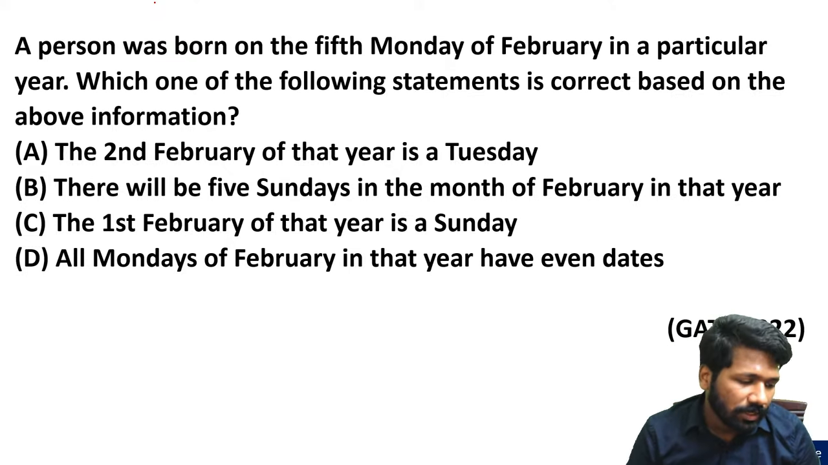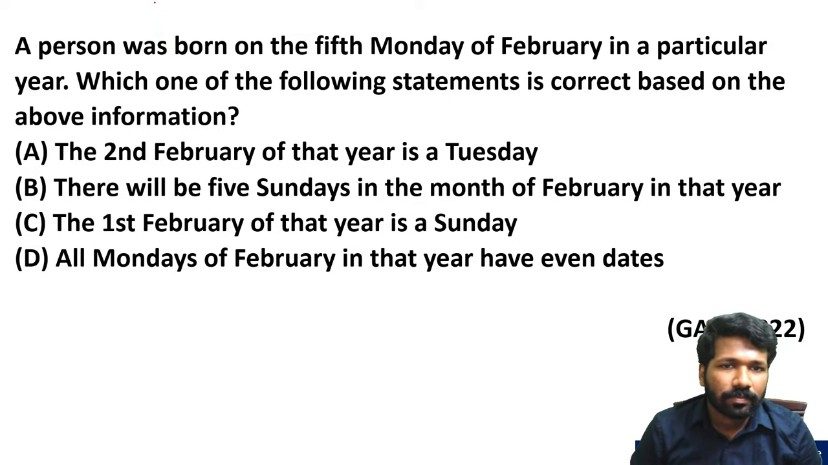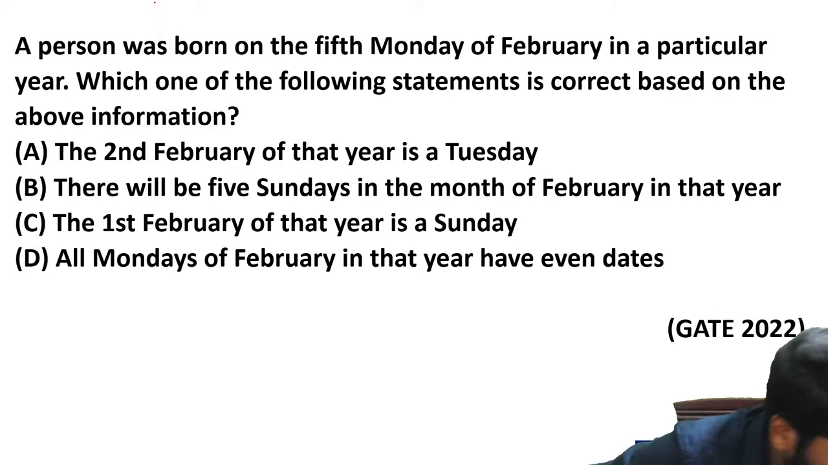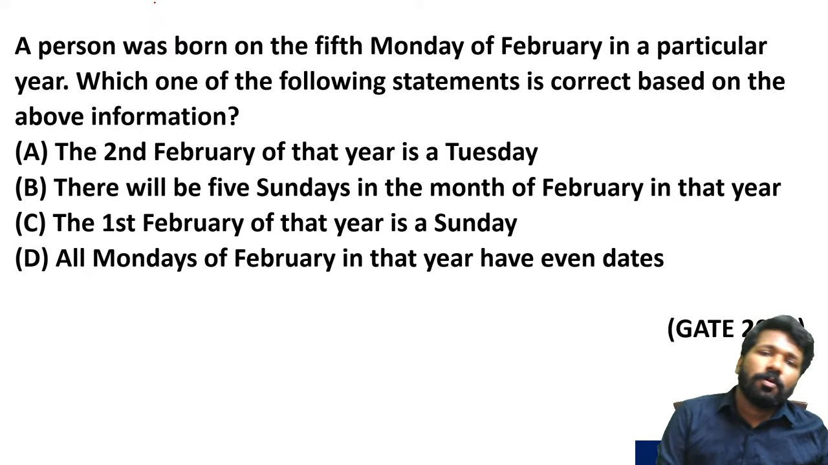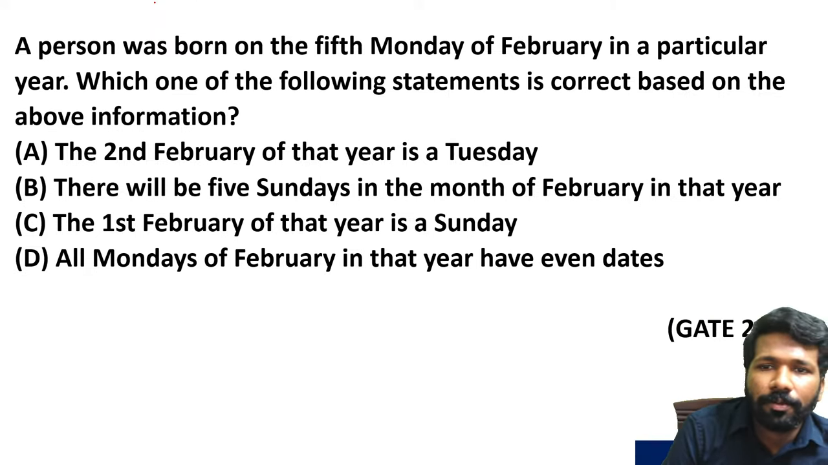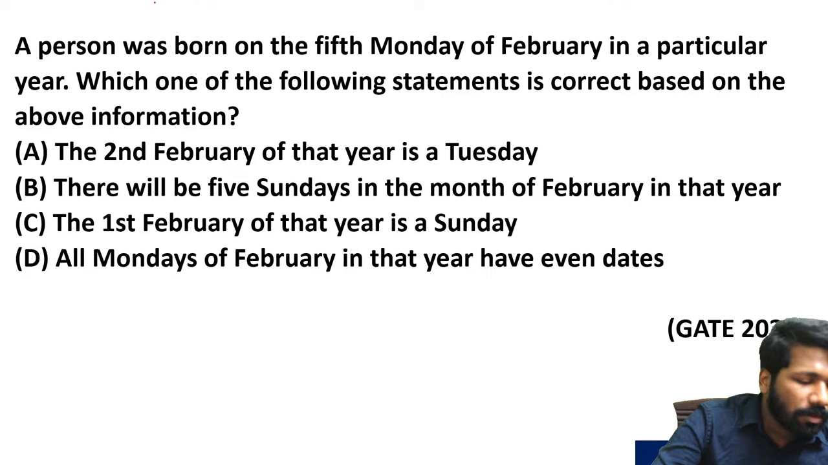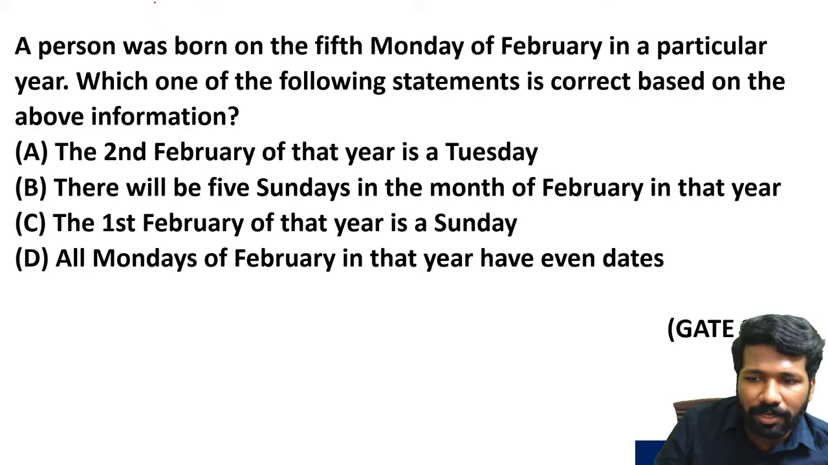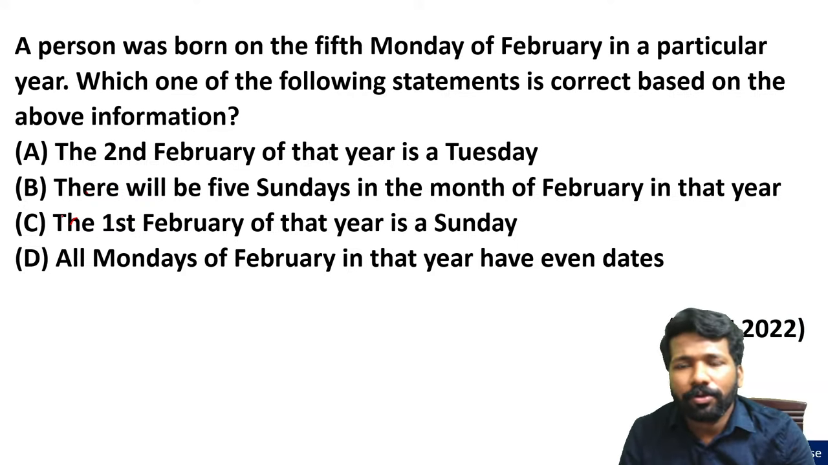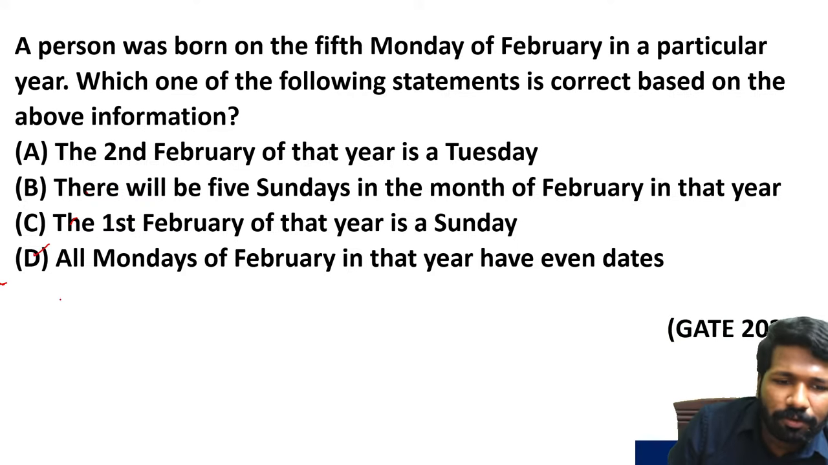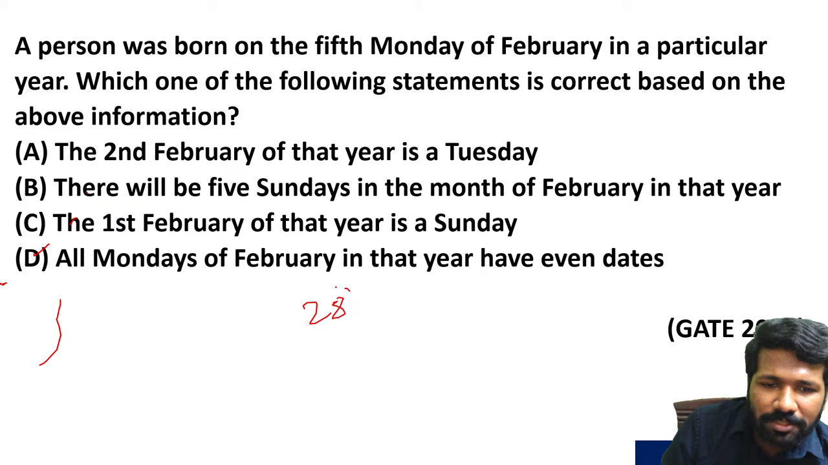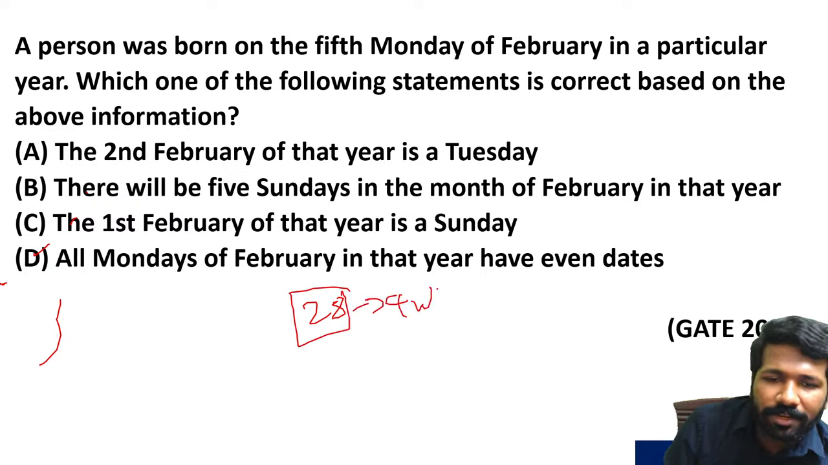This was a question. Make a try. Or we will try it together due to lack of time. A person was born on the 5th Monday of a February in a particular year. 5th Monday, that is a very important information. Little tricky question. But February to have 5th Monday, it should have 29 days. Because 28 days means clearly 4 complete weeks.